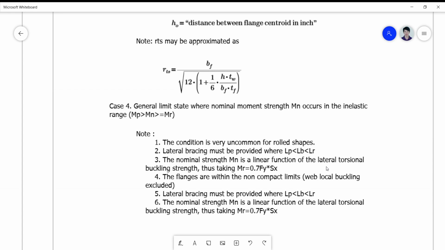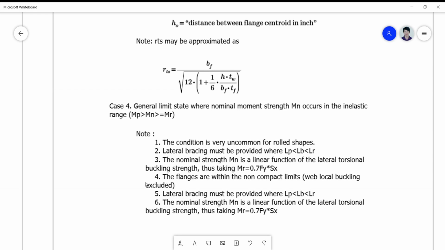Number 4, the flanges are within the non-compact limits. Web buckling, local buckling are excluded in this case. Okay, we are just talking of the flanges as the more critical element since it is unstiffened. Number 5, lateral bracing must be provided such that Lp is less than Lb less than Lr. Okay, and the nominal strength Mn is simply a linear function of the lateral torsional buckling strength. Thus, Mr is again equivalent to 70% Fy times Sx.